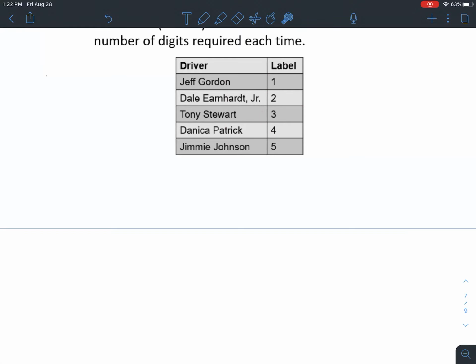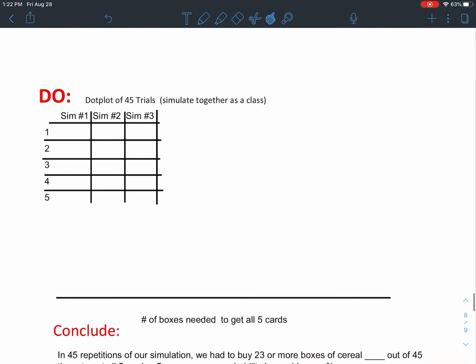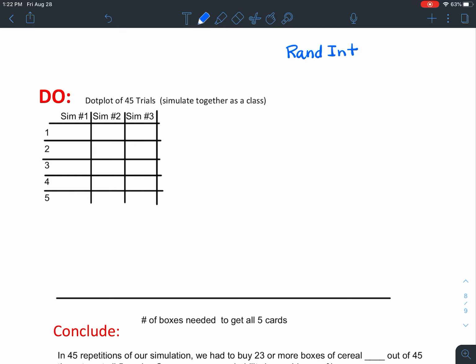All right, so let's go ahead and flip to the next page here. Keep in mind, these are our labels. Each number, 1 through 5, represents a different NASCAR driver. In class, I would have had you simulate this just 3 times on your own, and then we would put all the class data together. So I'm just going to demonstrate this here for you.